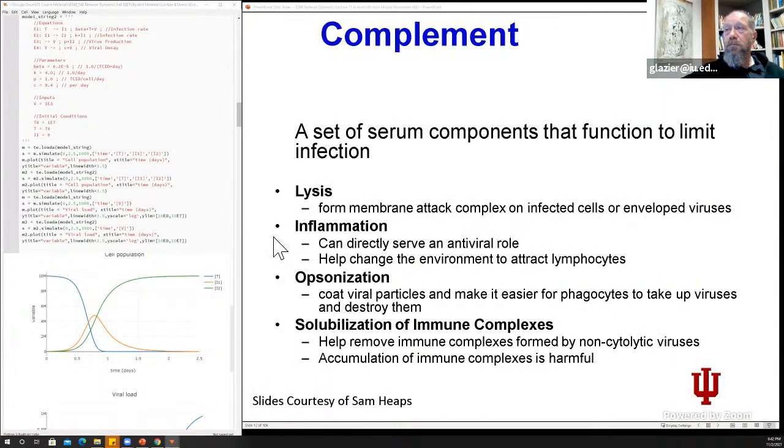All right, so let's talk a little bit more about biology. When you're thinking about infection, there are a lot of processes that your body uses to try to fight the infection. And they operate at different timescales and in different ways. These are all slides that were done by one of the students last year, Sam Heaps. And I should say that Sam was much more of a virologist than I was. And so I may not be representing his slide deck with the level of detail that he would if he were here to present it himself.